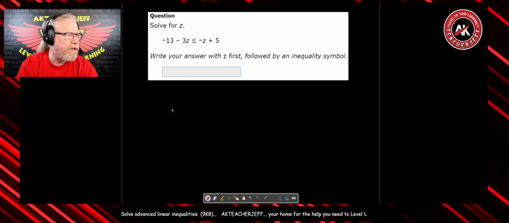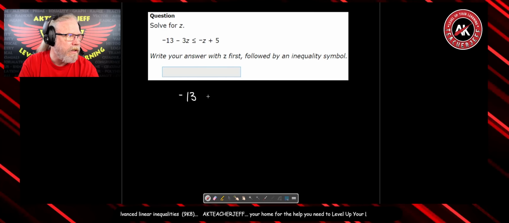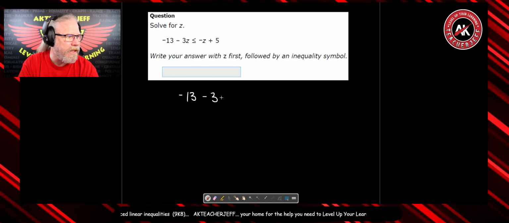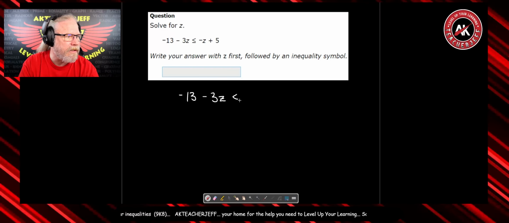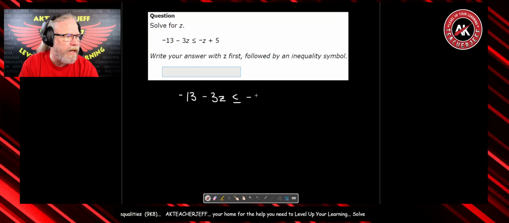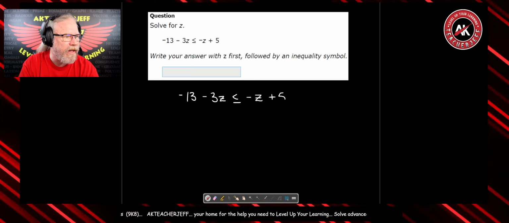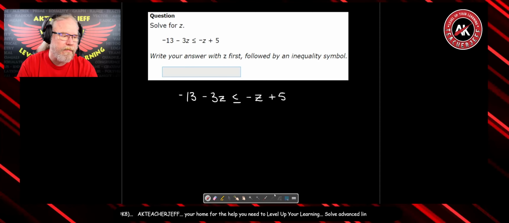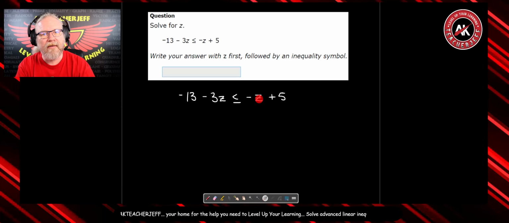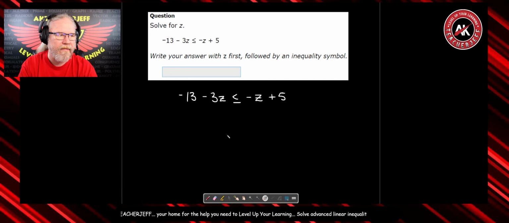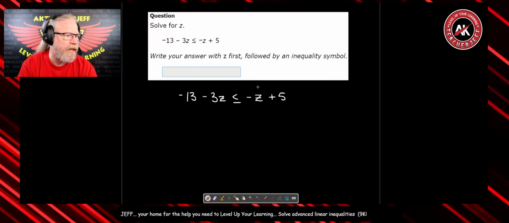All right, next question. We have negative 13, and we're going to subtract 3z, is less than or equal to negative z, and we're going to add 5 to that. So I have variables on both sides, right? I have negative 3z on one side, and negative z on the right. Now, one thing I want to point out, and I'm going to change the color. I'm going to make it yellow.